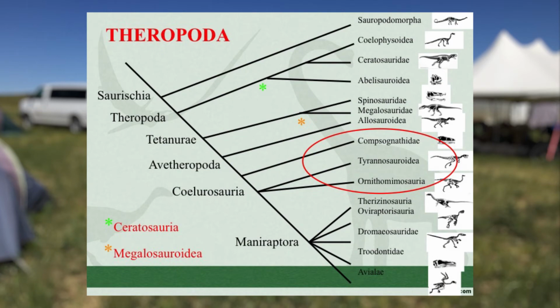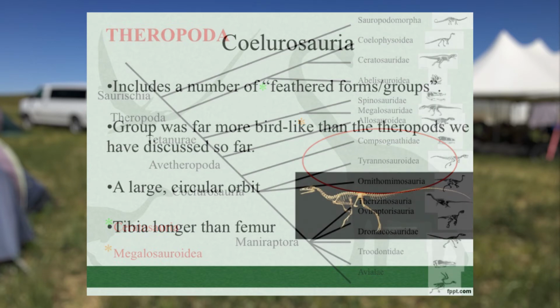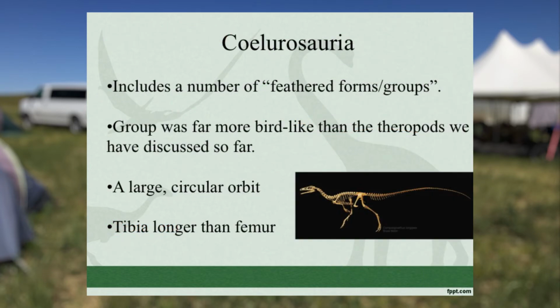All right, moving on to more of the Coelophysis. So now we're going to look at these groups here. So still on that same clade. So it includes a number of feather forms. So they have found feathers. Well, with the fossils, they found feather imprints associated. They were probably more bird-like than anything that we've discussed so far.